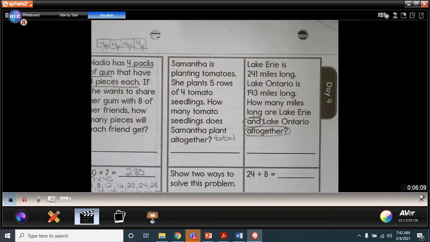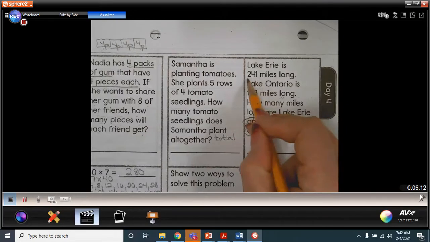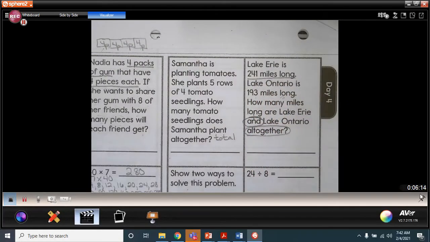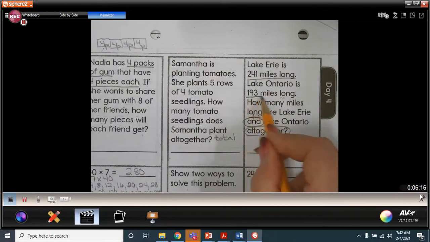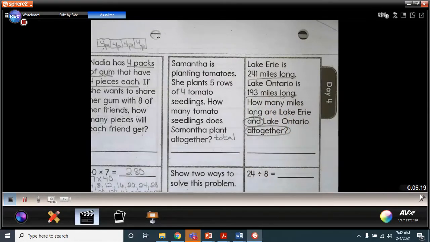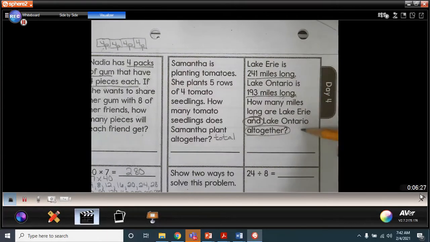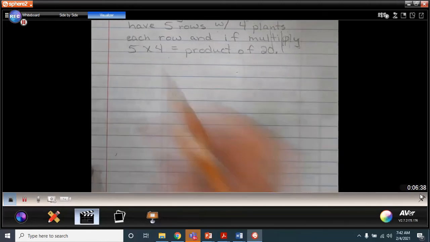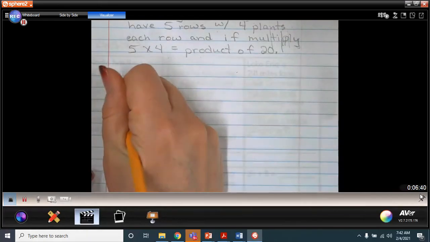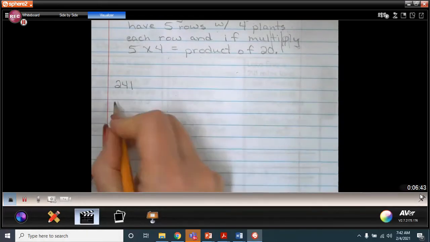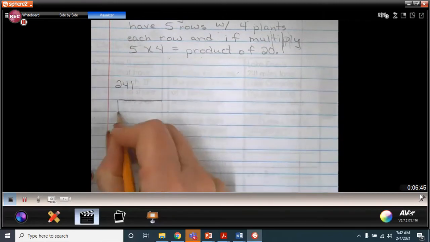So again, I'm going to get my paper. I know that Lake Erie is 241 miles long. I know that Lake Ontario is 193 miles long. And I know that we're trying to find, because we have our KFA strategy, right? What do we know? What are we trying to find? And how do we answer? Okay, so 241 miles long, 241, that's Lake Erie. So I'm just going to draw myself a bar diagram.